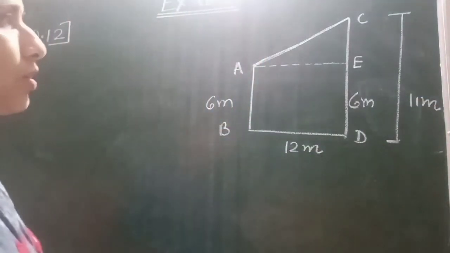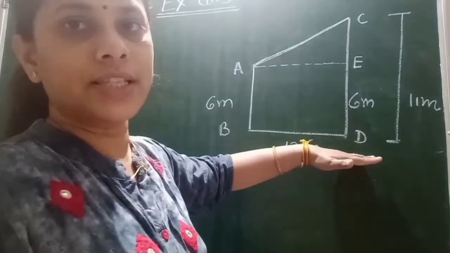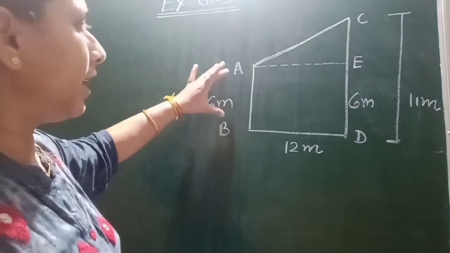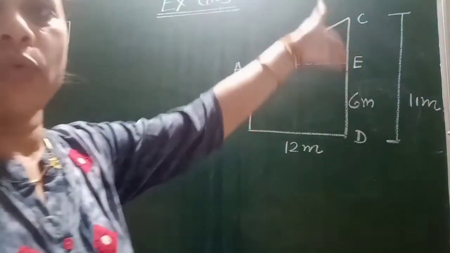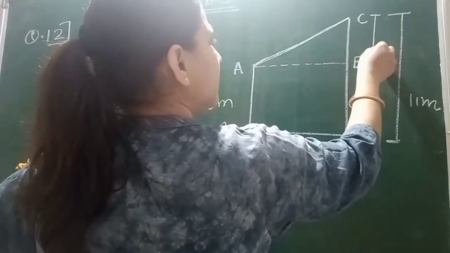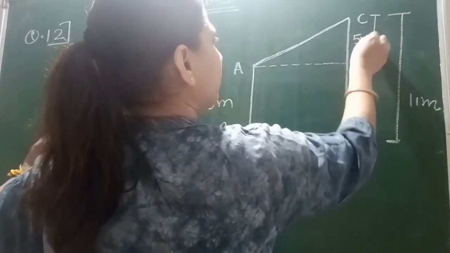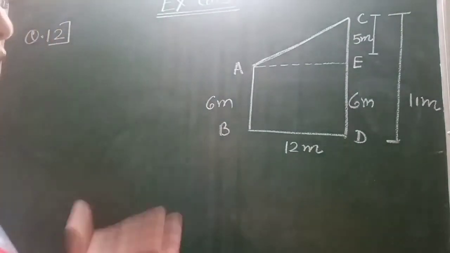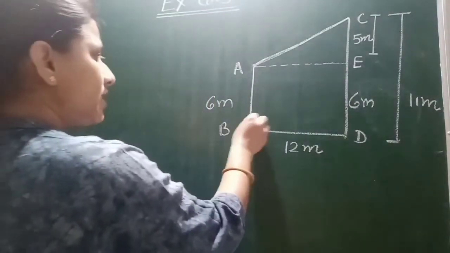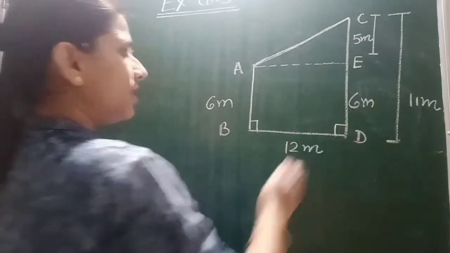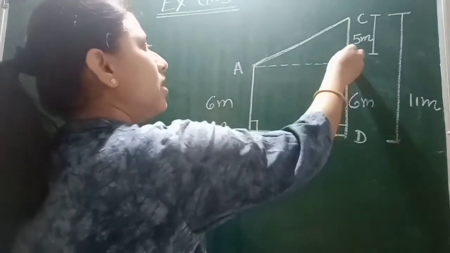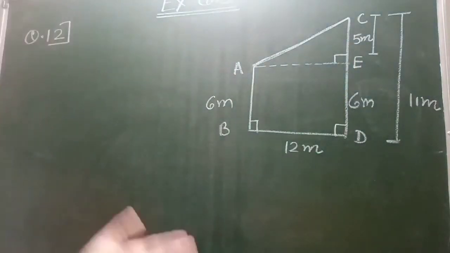Okay, complete height of this second pole is 11 meter. This height will equal AB, 6 meter. So what will remain? 11 minus 6, 5. So height CE will be your 5 meter. As we know, poles stand vertically at the ground. So this angle is equal to 90 degree. Obviously both the lines are parallel, so this angle will also be 90 degree.